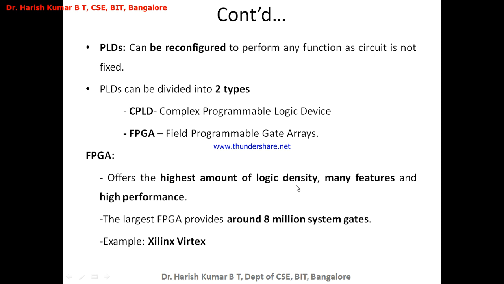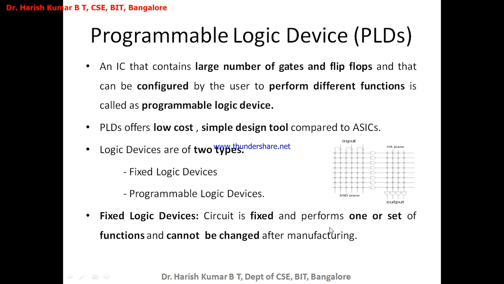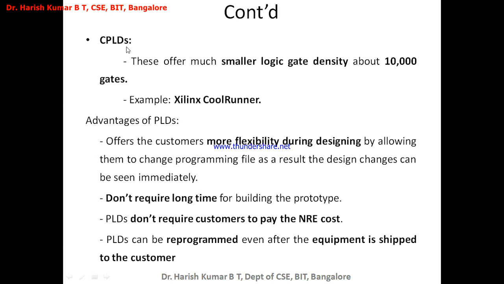Now as the logic density increases, the number of functions which you can make the FPGA perform also increases. This has a high amount of logic density because it provides around 8 million system gates, which I have shown here. Now CPLDs are called complex programmable logic devices. They are called complex, but they offer a smaller logic density of about 10,000 gates. An example is Xilinx CoolRunner for CPLDs.